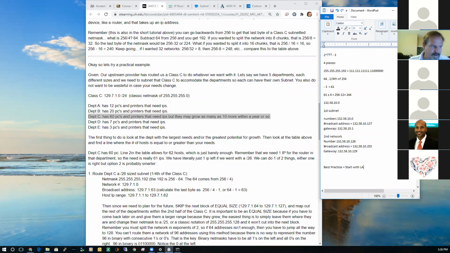Start with the largest entity first, the largest needs first. Department C needs 60, maybe as many as 70. So let's take that 70. Let's just write that down, 70.